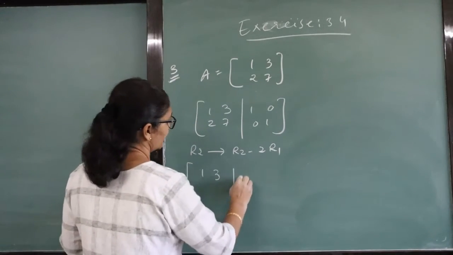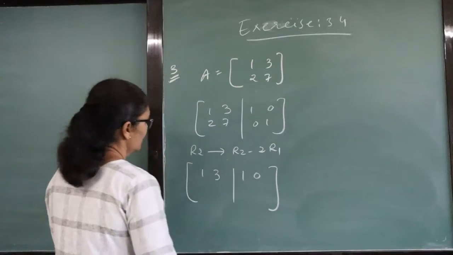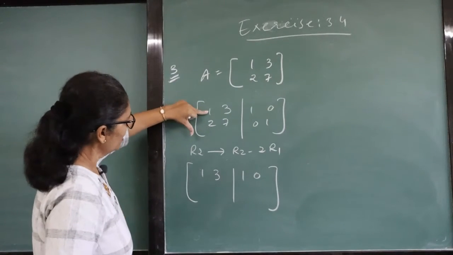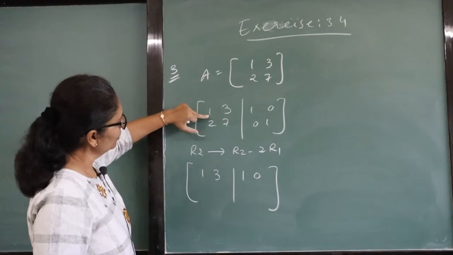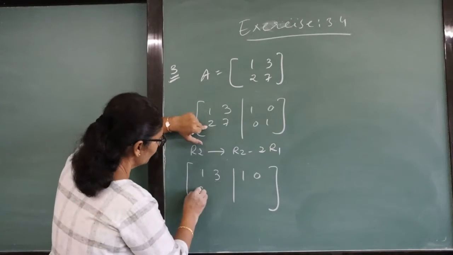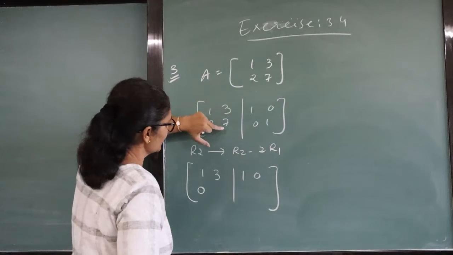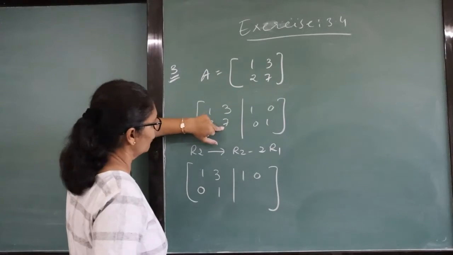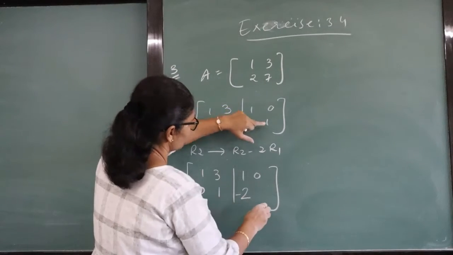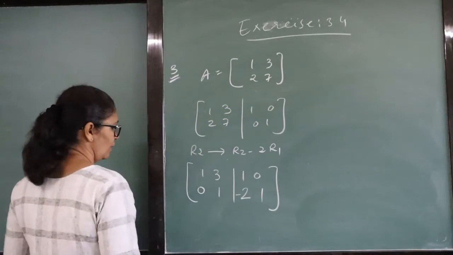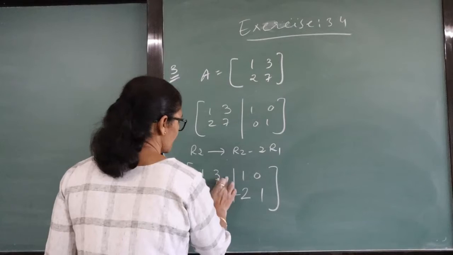So we have to write our first row as it is. Now let's make a change in second. 2 multiply with 1. So plus 2 subtracted from 2 will be 0. 3 2s are 6. Subtract from 7, 1. This will be multiply with minus 2 added here. So minus 2 and this one as it is. Now we still do not want this 3.